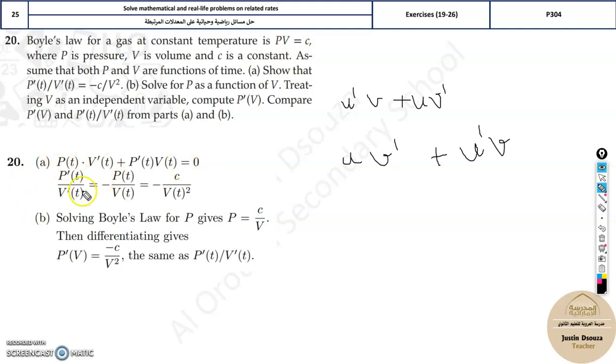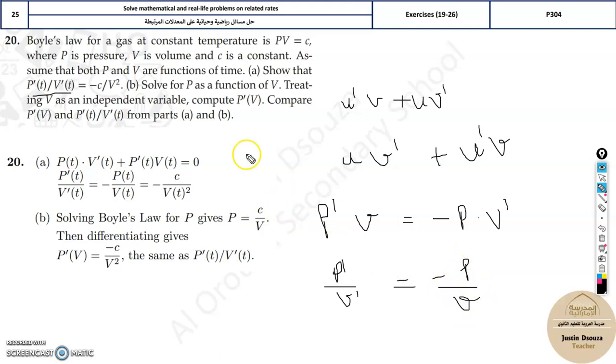Now over here, you are just rearranging to get P dash. Keep this over here as it is, take the other terms to the other side. So what happens is P dash V equals minus P into V dash. Get V dash to the other side and take this to the other side. P dash divided by V dash equals minus P divided by V. Now this is the pressure divided by the volume.